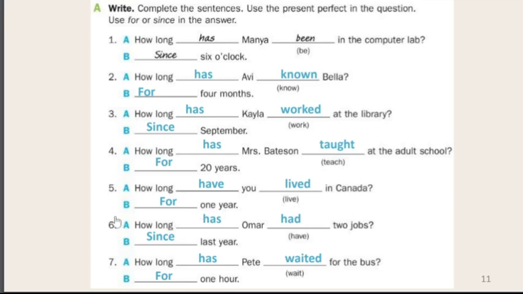5. How long have you lived in Canada? B. For 1 year. 6. How long has Omar had 2 jobs? B. Since last year. 7. How long has Pete waited for the bus? B. For 1 hour.